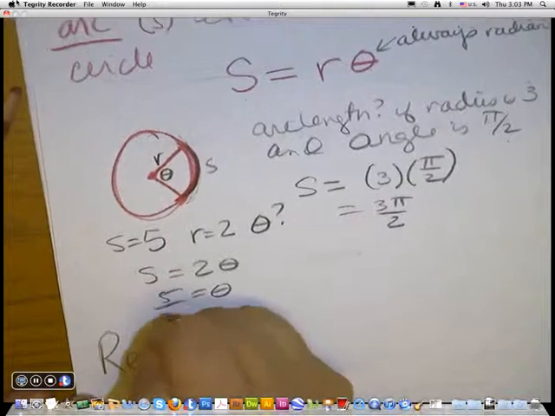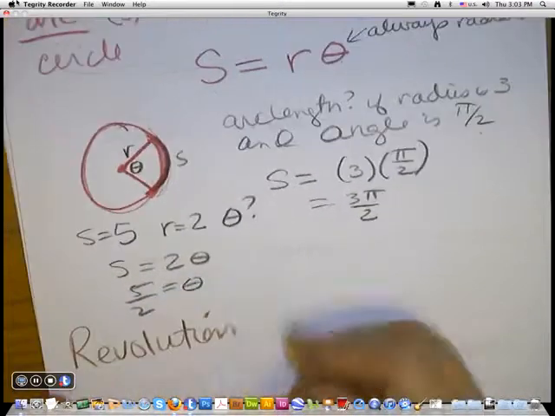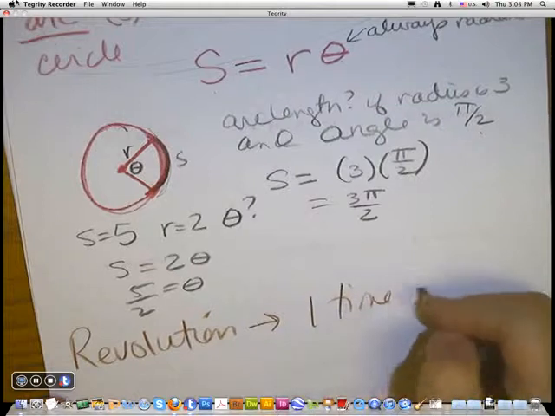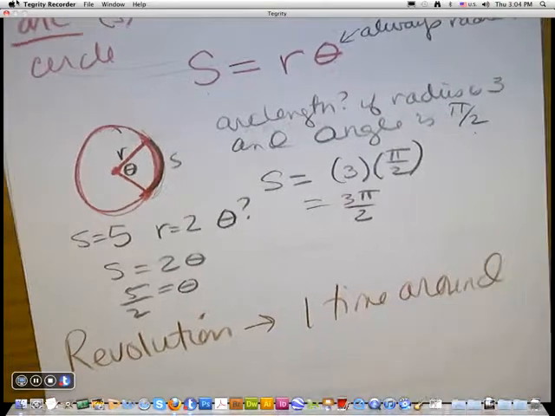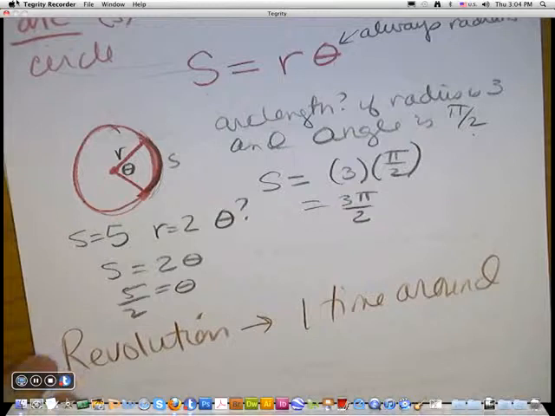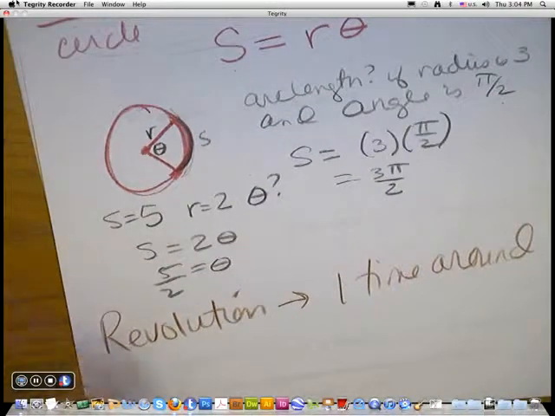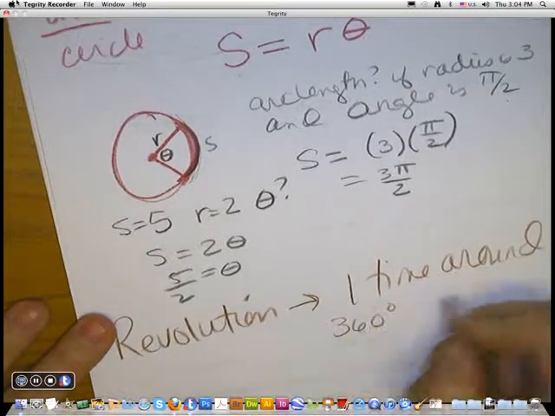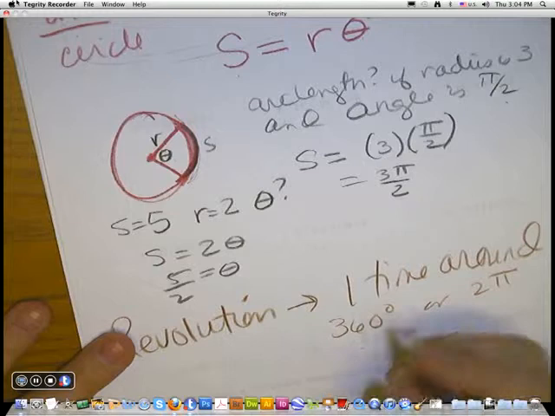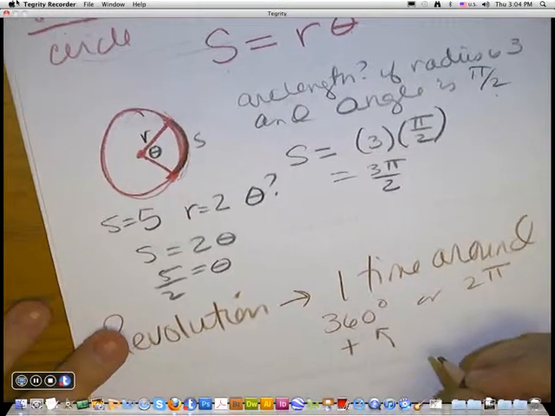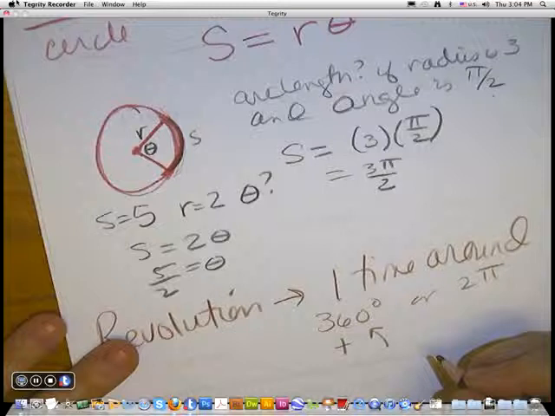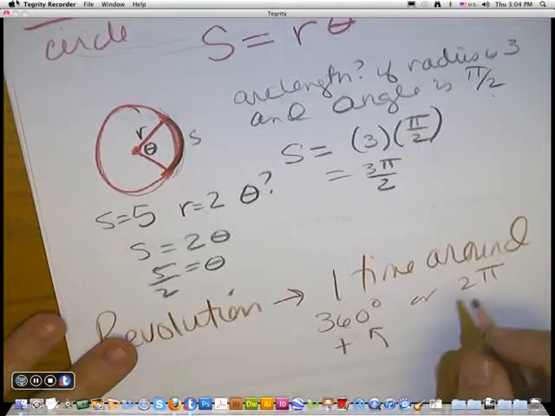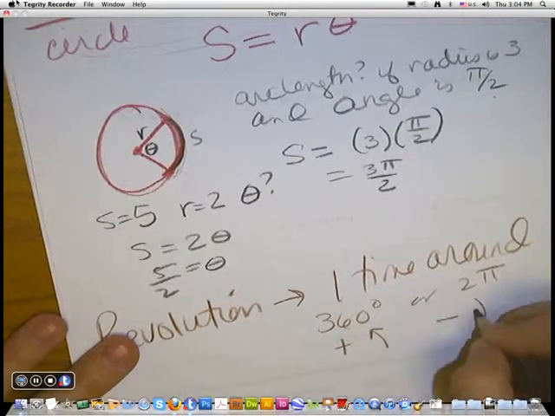Last thing, revolution. A revolution is one time around. Now, those of you that are skateboarders or snowboarders, you do whatever, 2 revolutions, 5.5 revolutions, crazy kind of stuff that you all do. It's the exact same thing. So one time around means 360 degrees or 2 pi. If it's positive, you went counterclockwise. And if it's negative, you went clockwise.